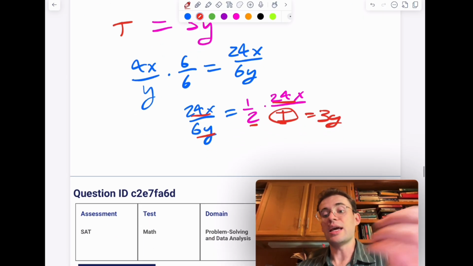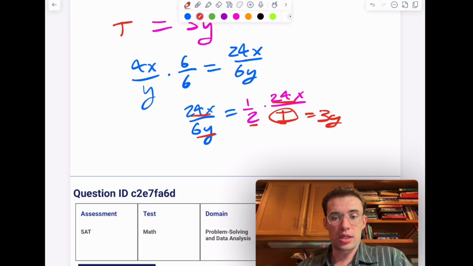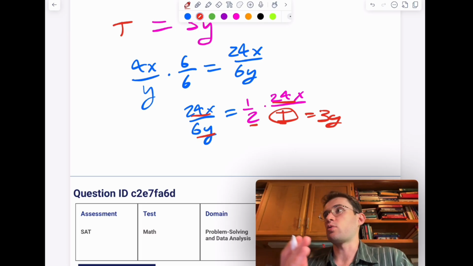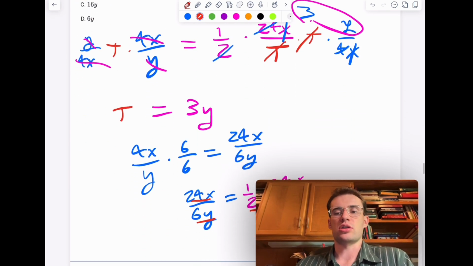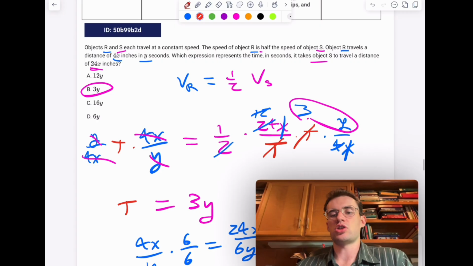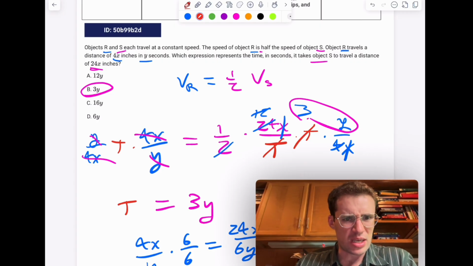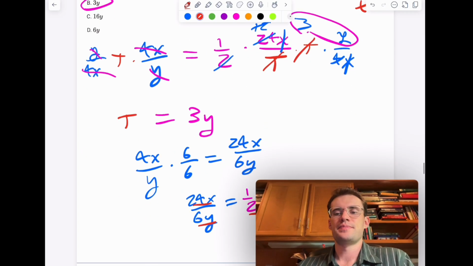Or you can just say it takes half as long because it's going twice as fast. So it's going to be half of 6y, which is 3y. So no matter what you do, you're going to arrive at 3y as your answer, just whichever way helps you conceptualize that. Just make sure you know that velocity, or they say speed, I think, right? Speed is equal to distance divided by time.